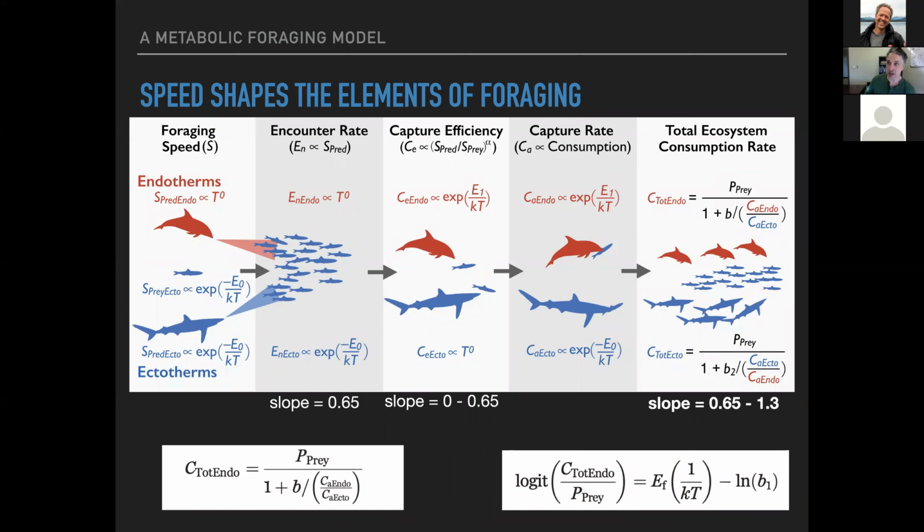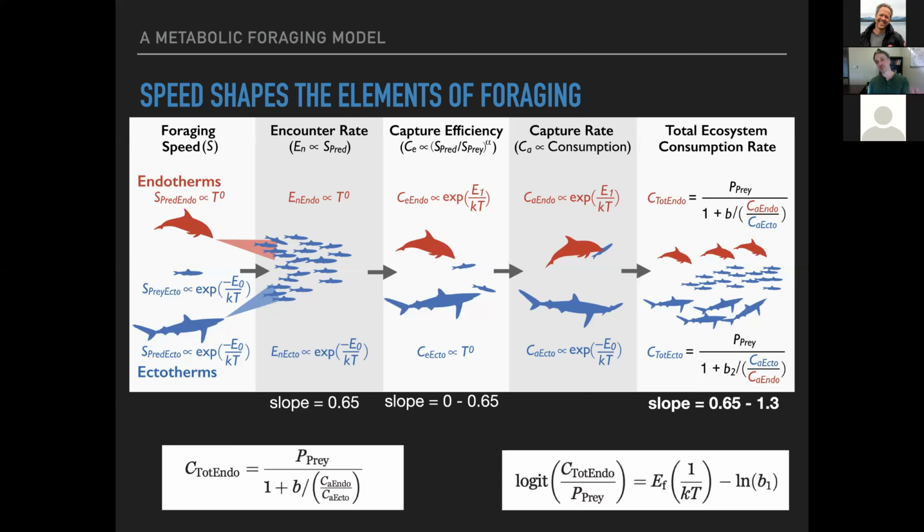And then I wanted to build a model linking this organismal level to these global patterns. Speed is a key component of a lot of foraging models. It's going to affect the rate at which species encounter each other. Imagine molecules bouncing around: the faster they're moving, the more likely they are to bounce into each other. You can model this with Brownian motion or get more sophisticated, but faster movement is going to increase the likelihood of encounter. And for endotherms, their speed is not changing much. As the faster predator, they're going to dominate this relative speed term when you apply these models.